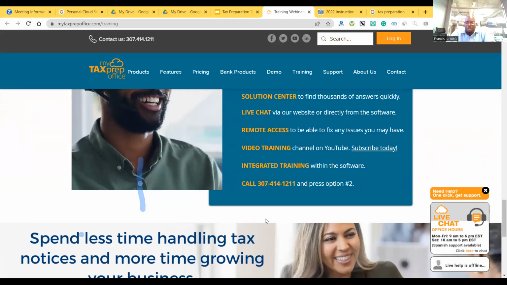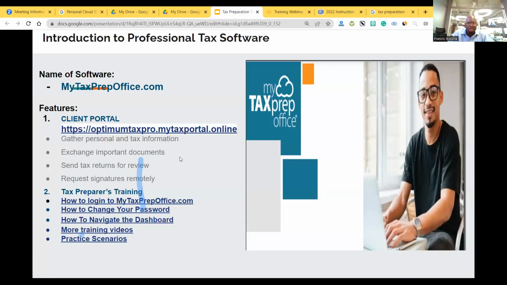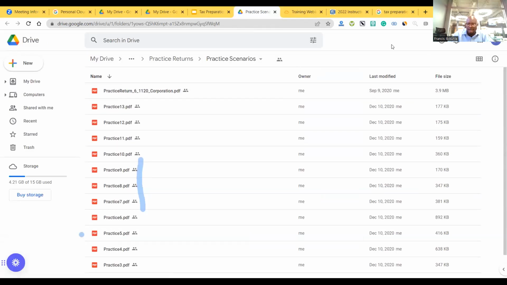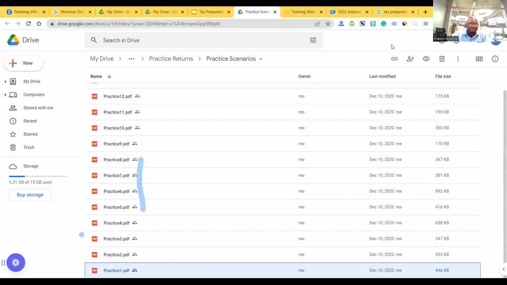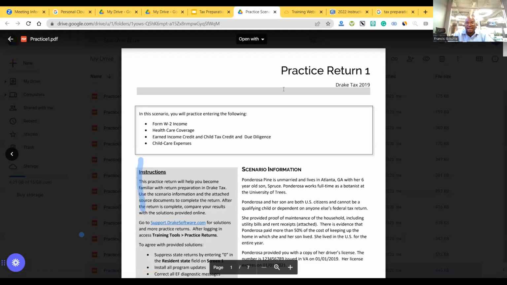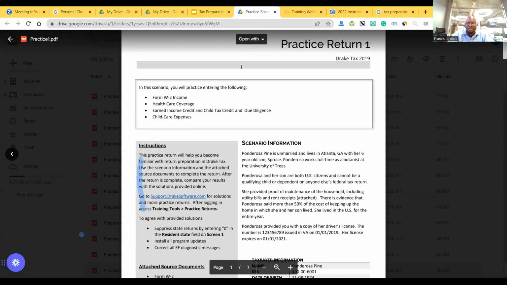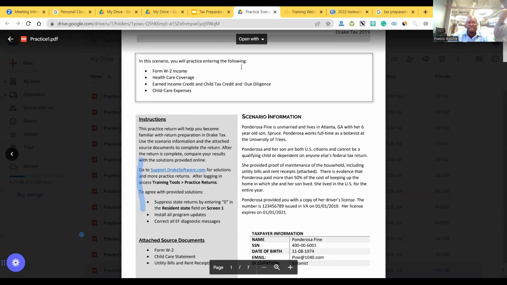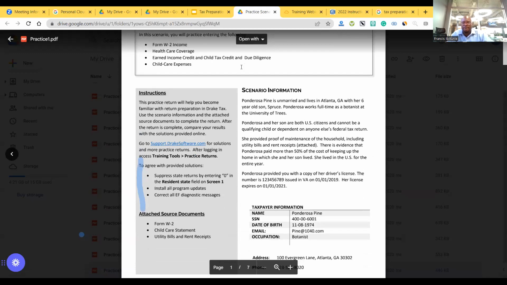Every software is about practice. You practice it, and then the other thing I want to show you is what I call a practice scenario. These are practice scenarios. I have about 13 practice scenarios. These are the scenarios you're going to choose to practice while you are still learning. You can use real-life practice returns. Number 1, you're going to see this one has healthcare.